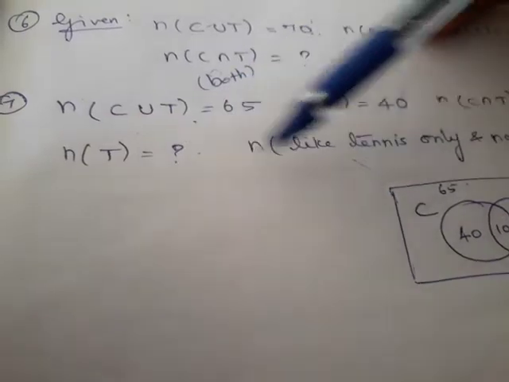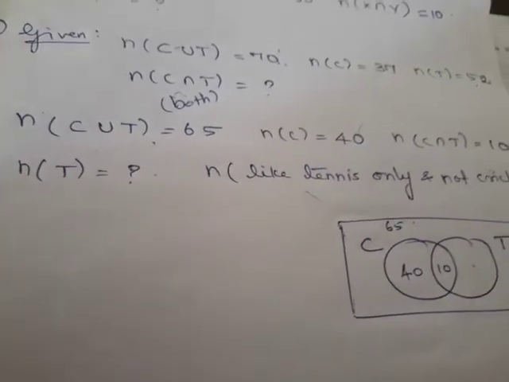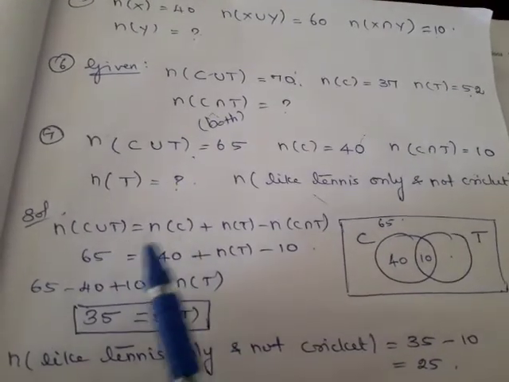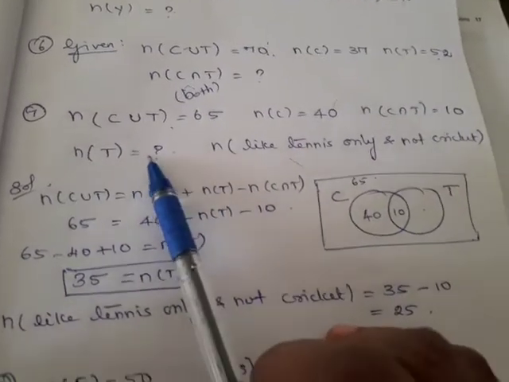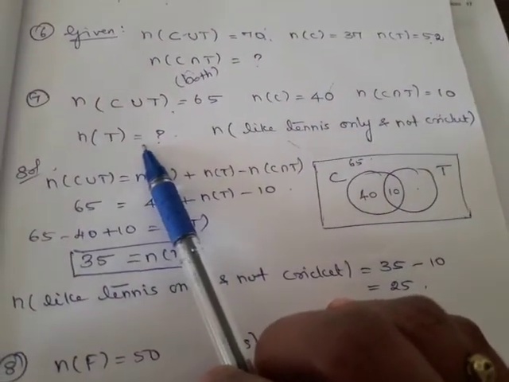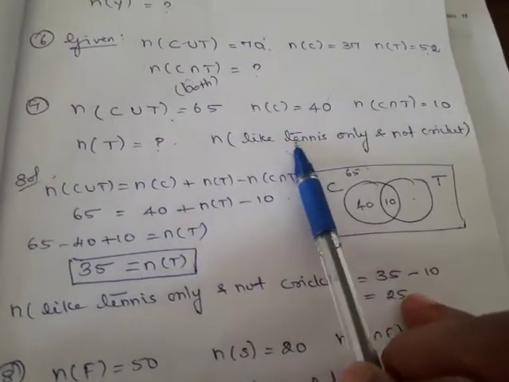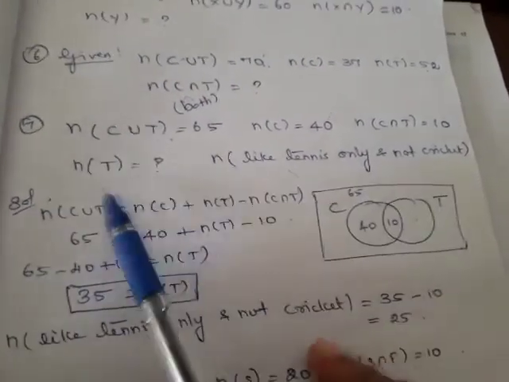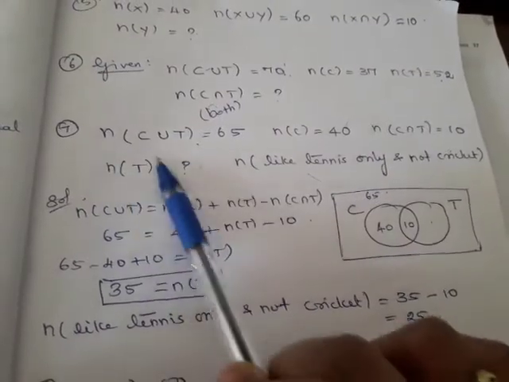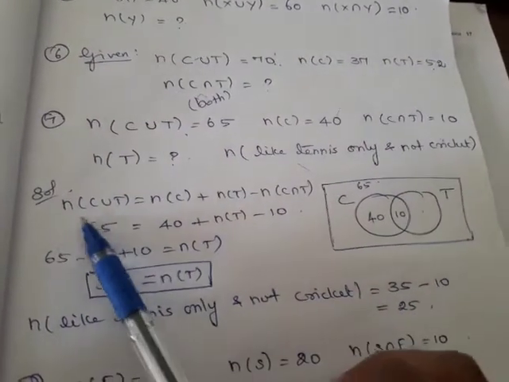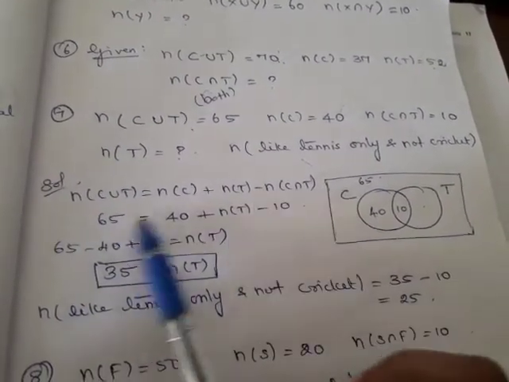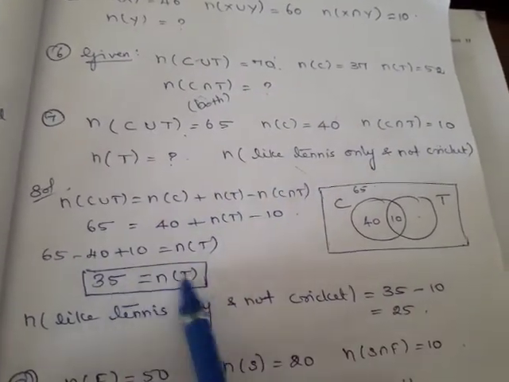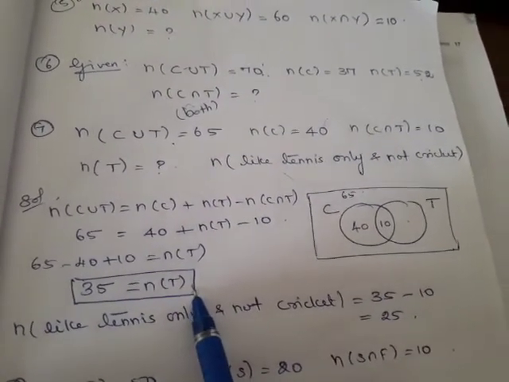So they have asked two questions here, right? Now listen how we can solve this problem. They didn't ask only the number of people who like tennis, but also the number who like tennis only and not cricket. Let us solve. First we will find what is n(T). How will you find n(T)? Using n(C union T), the same relation. You can substitute the values and find n(T).